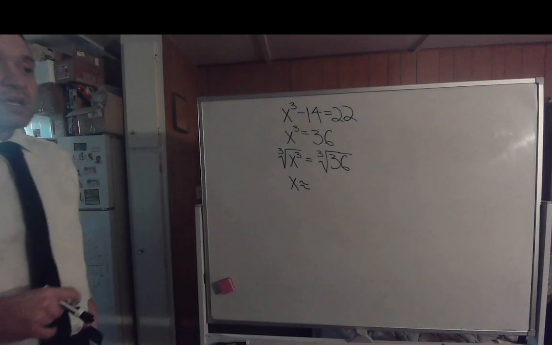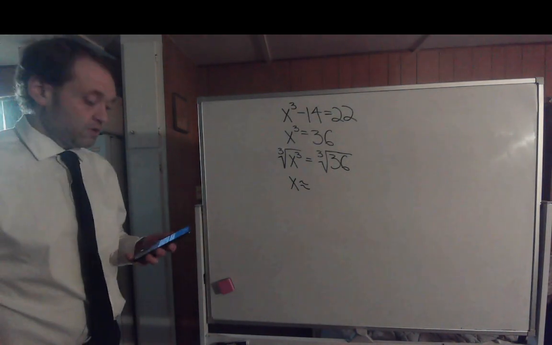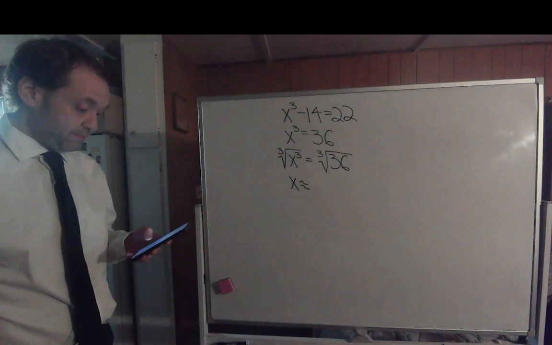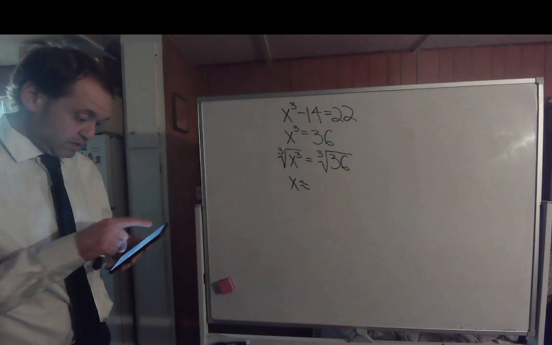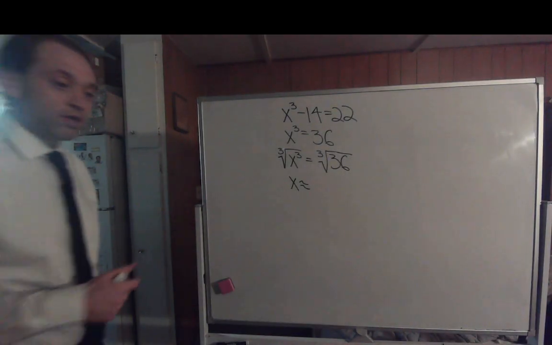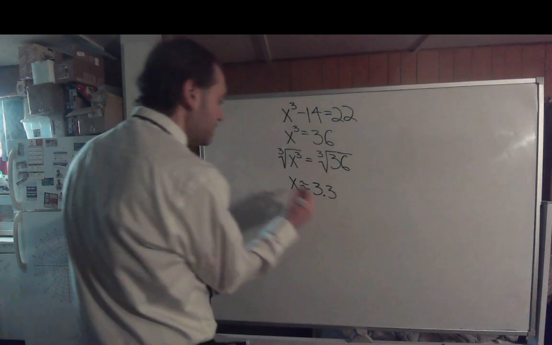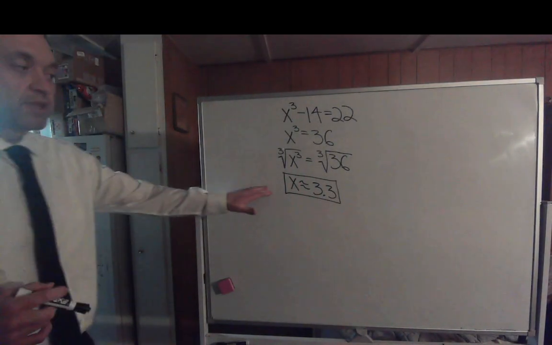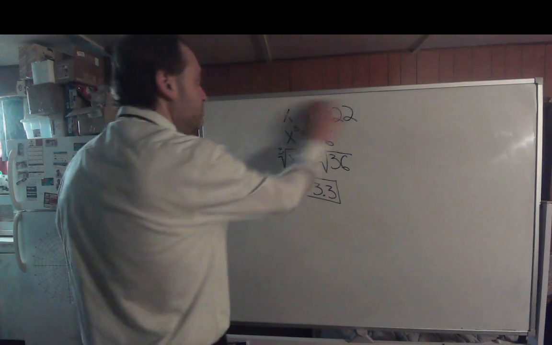Well, 36 isn't a perfect cube, nor are any of its factors for that matter. So let's go ahead and try to figure this out. It's approximately 3.30 or 3.3. So x would be approximately equal to 3.3 if you put that into your calculator. And I have one more here.